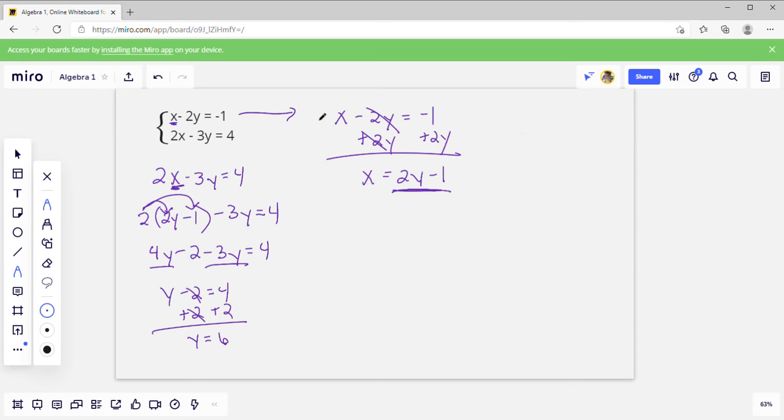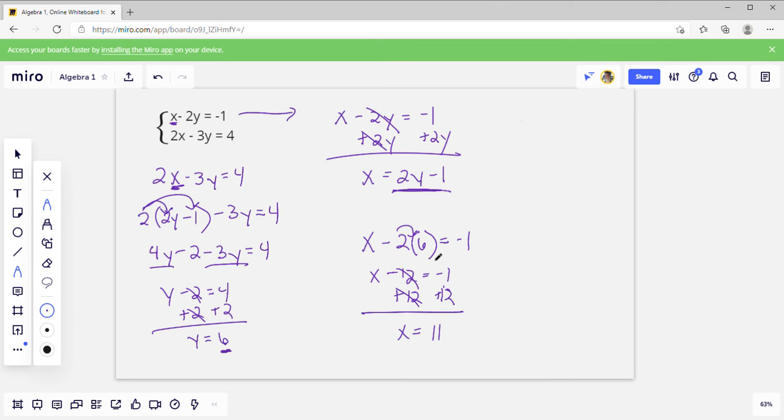I have to have an xy pair. So I can plug this y value into one of these equations. I'm going to go with the simple one, x minus 2y, which is 6. So multiply that times 6 equals negative 1. X, 2 times 6 is 12. That would be x minus 12 equals negative 1. Now we add 12, and we get x equals 11.